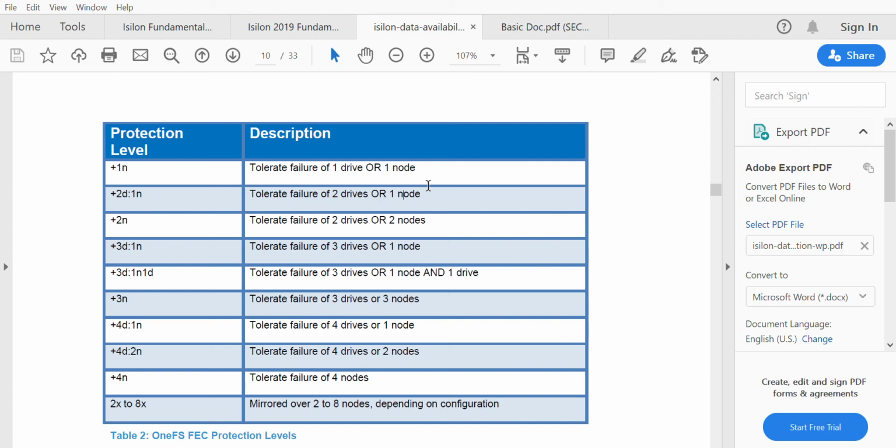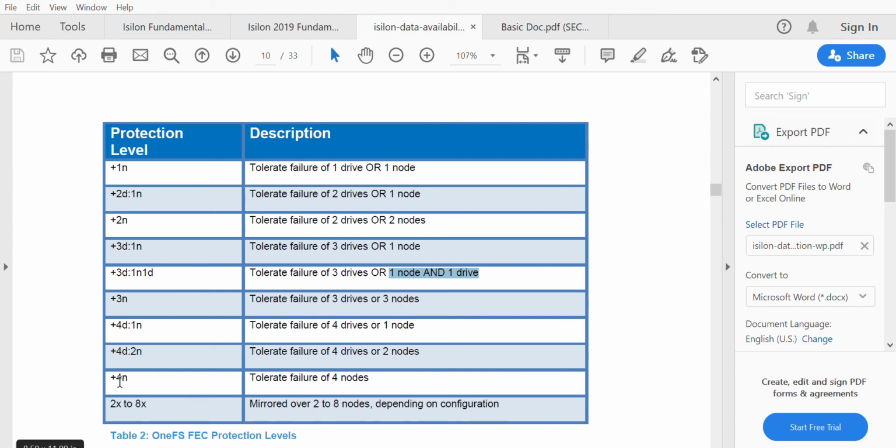So the default protection level in Isilon is 2d plus 1n, and you have 2n, which can tolerate up to two drives or two nodes, and we have 3d plus 1n and 1d. So this particular protection level can tolerate a failure of three drives, or it can tolerate a failure of one node and one drive failure. So this is like both, it can tolerate one node as well as one drive. And the same way you have 3n, which can tolerate three drive failures or three nodes. The same way 4d plus 1n, 4d plus 2n and 4n.